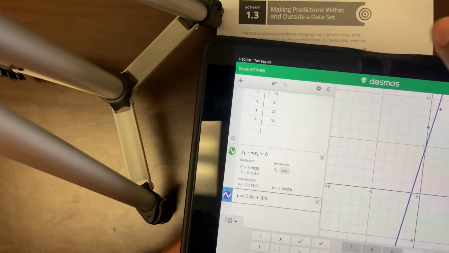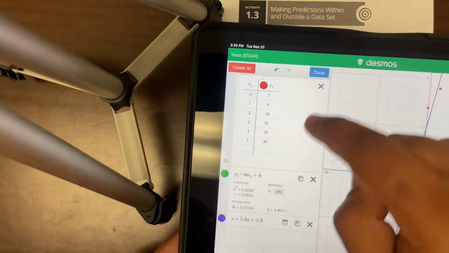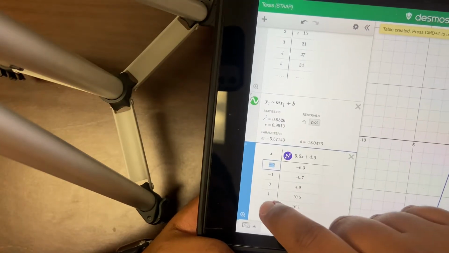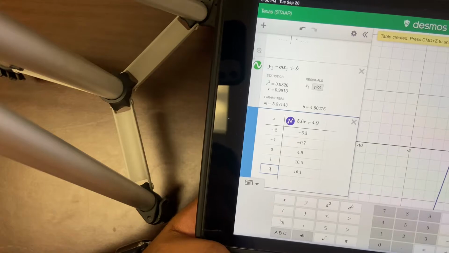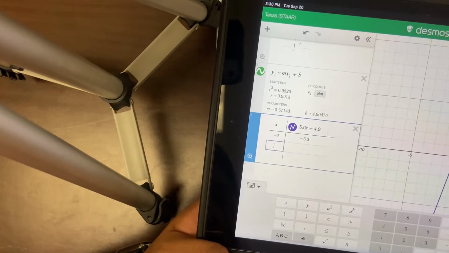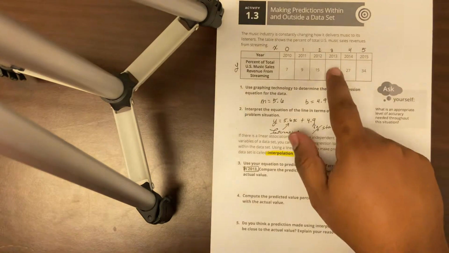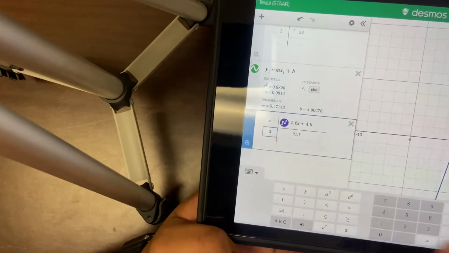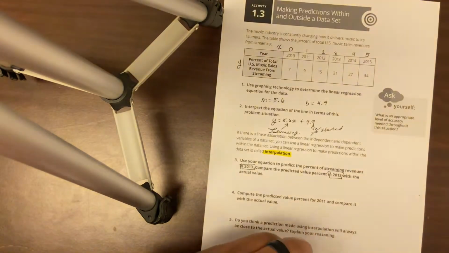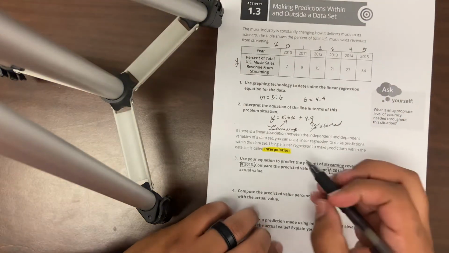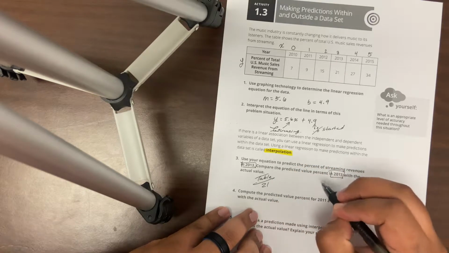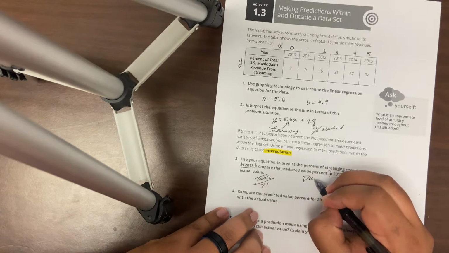Okay, I'm going to press the gear. I'm going to press the table. I'm going to erase all that stuff because I don't like it. Again, we're looking at 2013, so that's number 3. I'm going to type in 3. And it says 21.7. So the table says it's just 21, but our Desmos says 21.7.